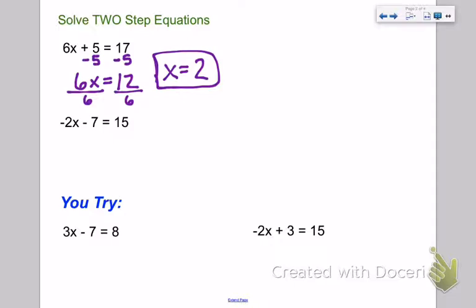The next example is kind of like the very first one we did, where we have subtracting 7 as our non-variable term where we need to start. In order to undo that, we use addition. So we get negative 2x equals positive 22. The -2 is being multiplied by x, so the opposite operation is division. Again, we need to bring that negative with us because x needs to be alone. The negative 2 and negative 2 cancel, and 22 divided by negative 2 is negative 11.